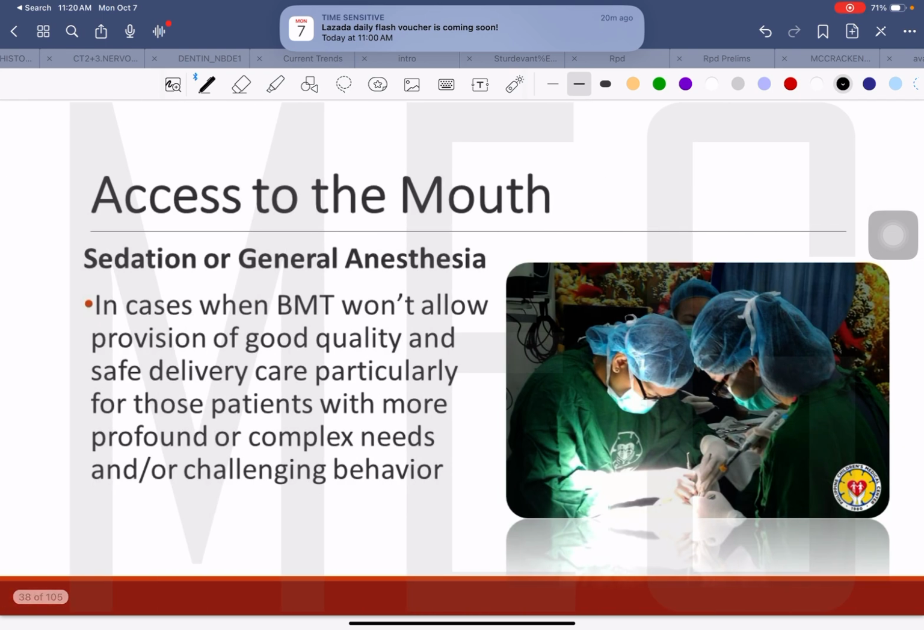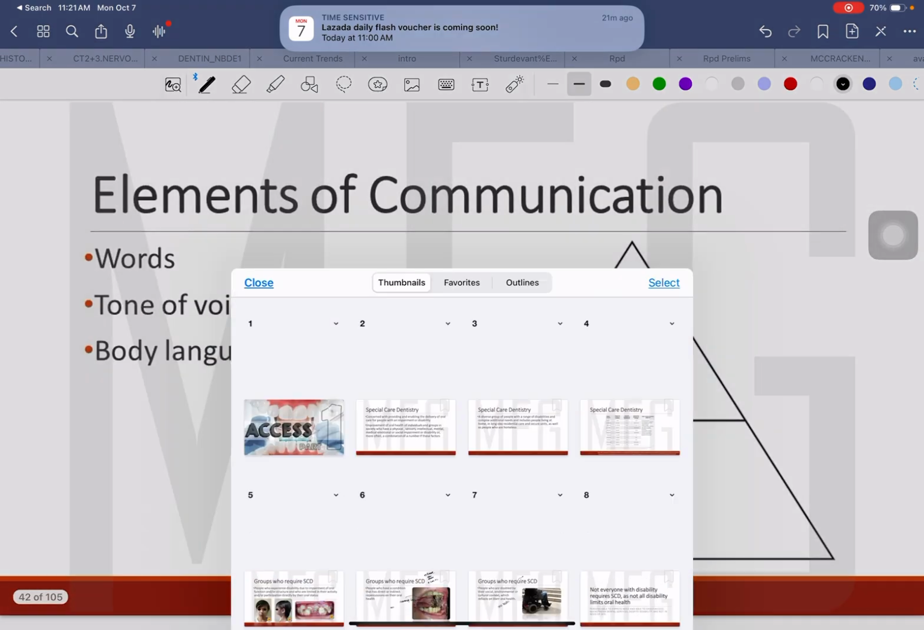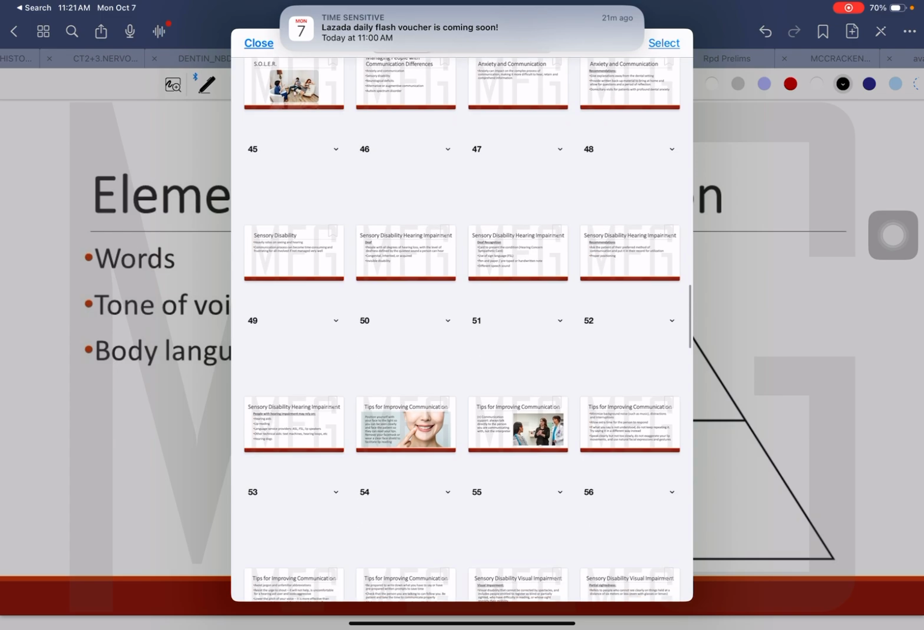Psychological therapies, behavioral therapies, conscious sedation, acupuncture, and acupressure are effective. Sedation or general anesthesia is used when behavior management techniques won't allow provision of good quality and safe care, particularly for patients with more profound or complex needs or challenging behavior. Again, depending on your assessment of the patient and the agreement between patient and dentist, that is when you will be doing general anesthesia. Okay?